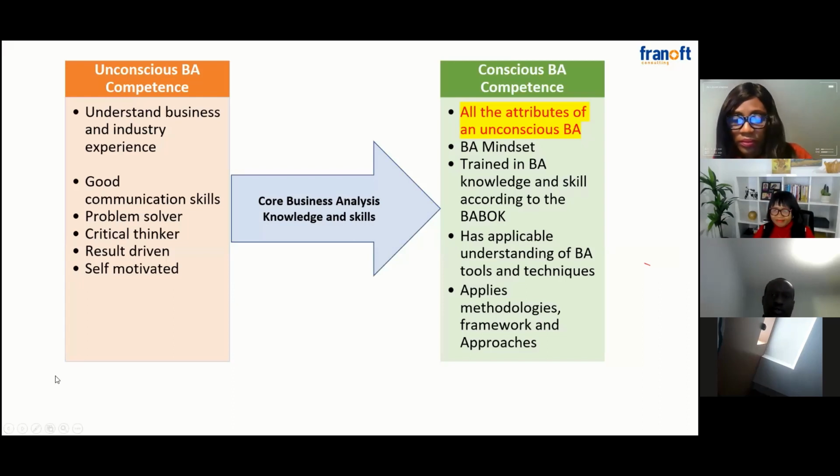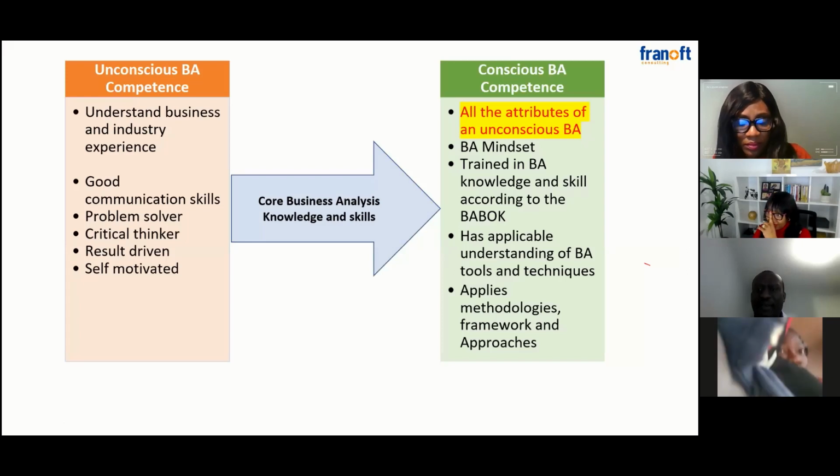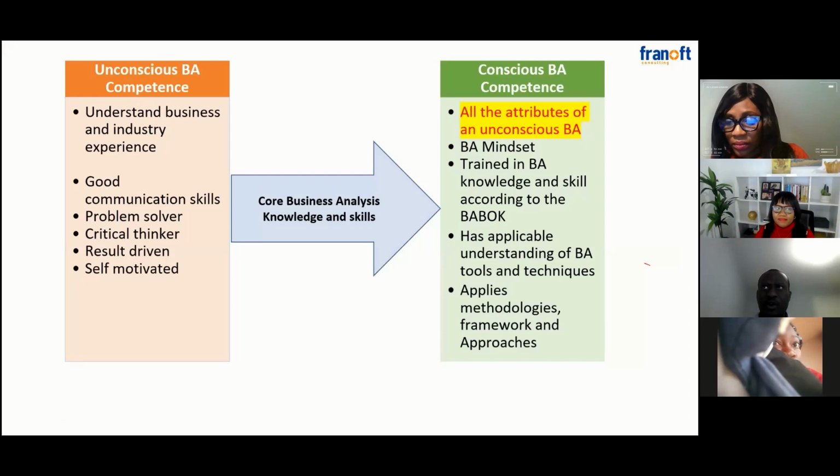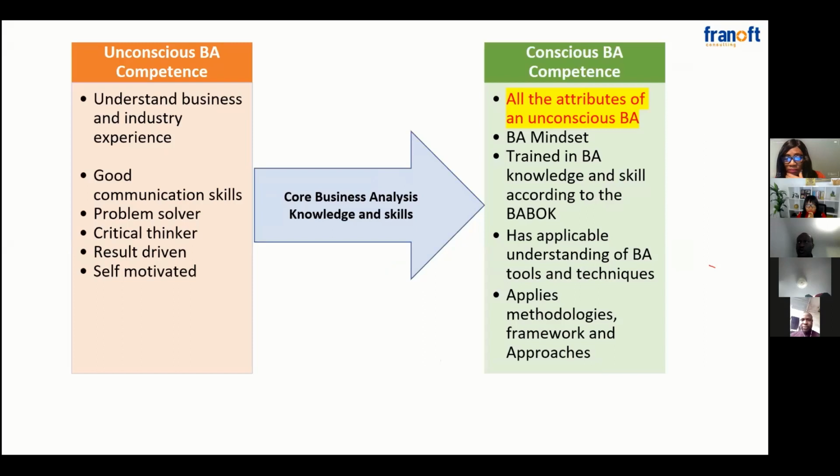Yeah, I'm just going to rush through this because I want us to be able to do a deep dive into some BA concepts, but this is just something to show the unconscious BA. I'm beginning to see that we are moving from unconscious BA competence, because I can see a lot of people beginning to see the BA superhero in themselves. Now you are moving towards conscious BA competence. So in the unconscious stage, you understand the industry, you understand your domain, you are working as a baker, a fashion designer, someone in education, in medical or healthcare, you understand that industry as a principal, you have good communication skills, you are a problem solver, critical thinker, result-oriented, self-motivated.